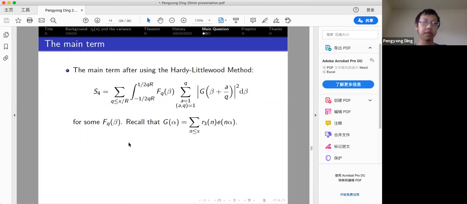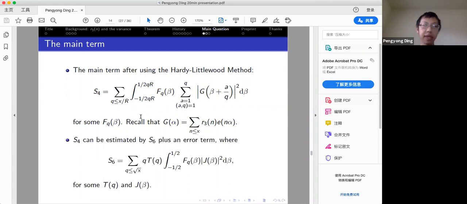Okay, so back to our question. After applying the Hardy-Littlewood method on S1, we have the main term, which is called S4, and it looks like this. And fq of beta is a function which depends on f of beta in the Hardy-Littlewood method. And recall that g of alpha is the sum of R3 of n times e of n alpha. So we can estimate S4 by S6 plus an error term. And actually there should be an S5.